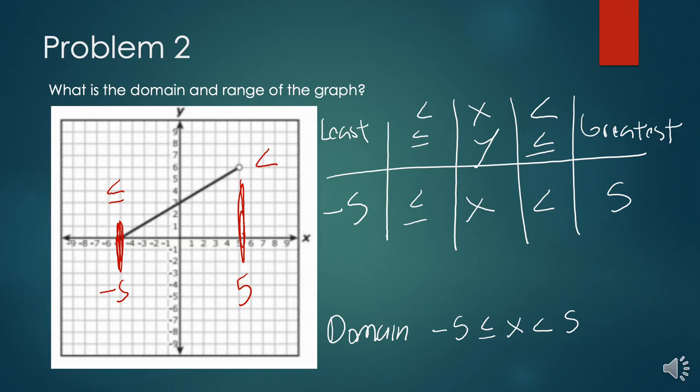Now for my range, I'm going to use a different color again. My lowest number is once again here, which is 0. And if you remember, that was a closed dot. Now my upper bound is 6, and I know that I have an open dot there, so that's the sign I'm going to use. Now I could write my range, which was 0 less than or equal to y less than 6.